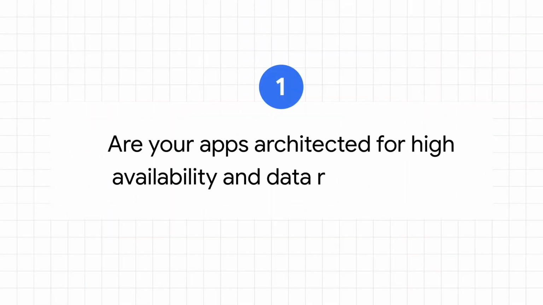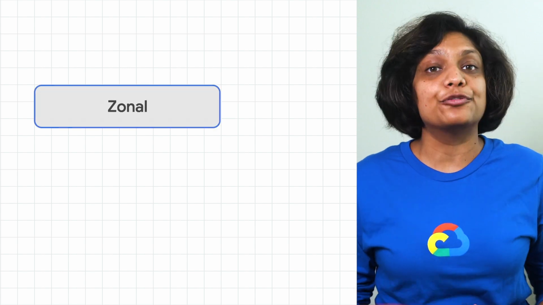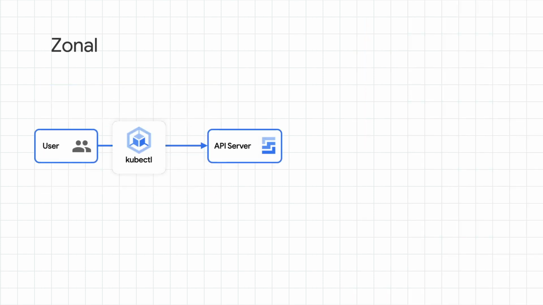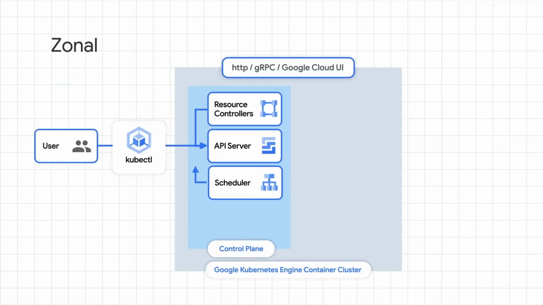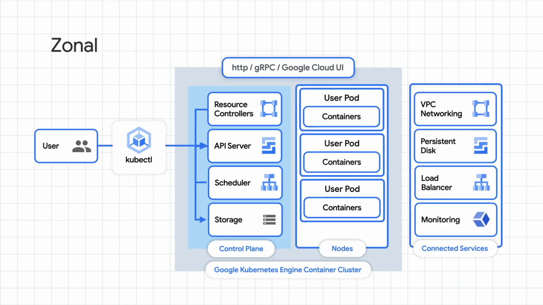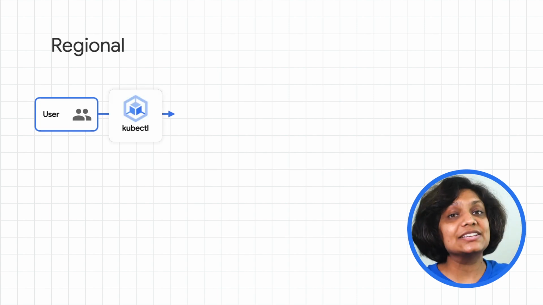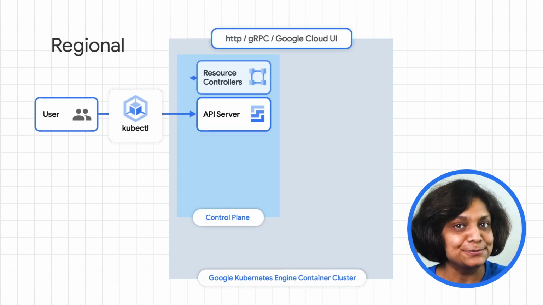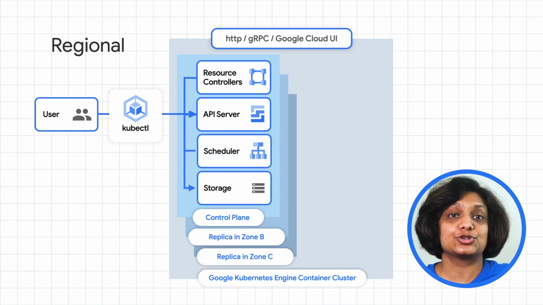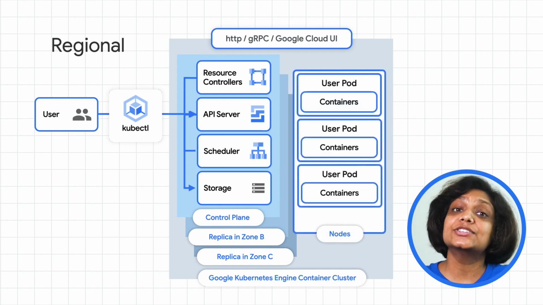Question number 1. Are your applications architected for high availability and data redundancy? Anthos GKE helps you architect for high availability and data redundancy by offering 2 types of clusters, zonal and regional. In a zonal cluster topology, a cluster's control plane and nodes all run in a single compute zone that you specify when you create the cluster. In a regional cluster, masters and nodes are replicated across multiple zones within a single region. Regional clusters consist of a 3 masters quorum, offering higher availability than a zonal cluster.